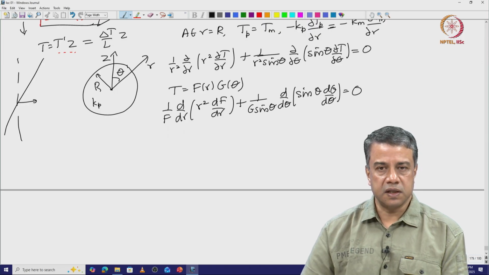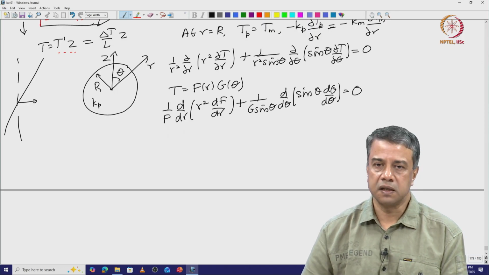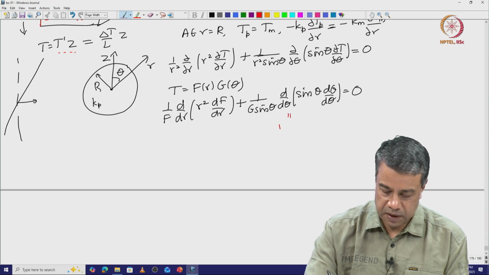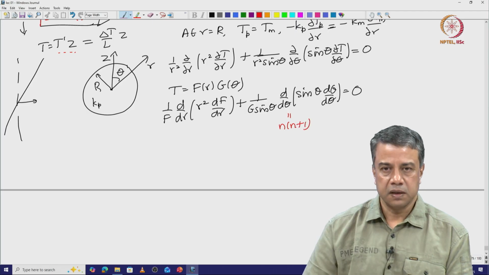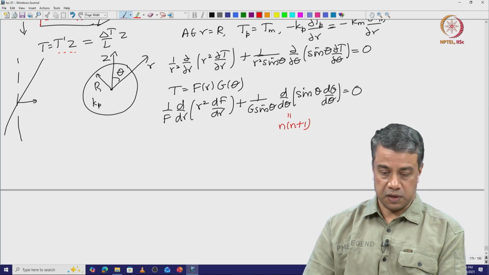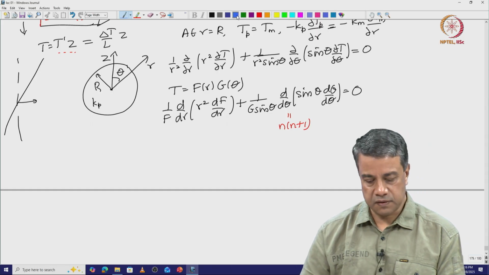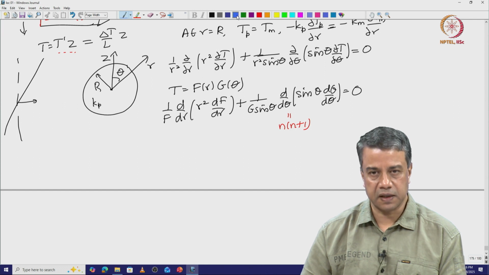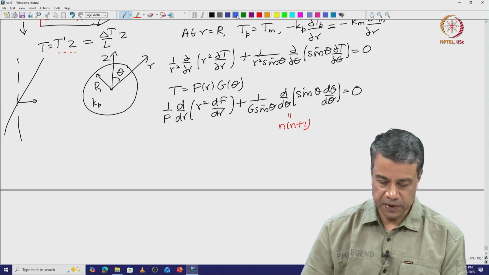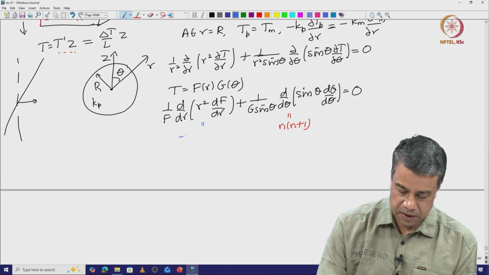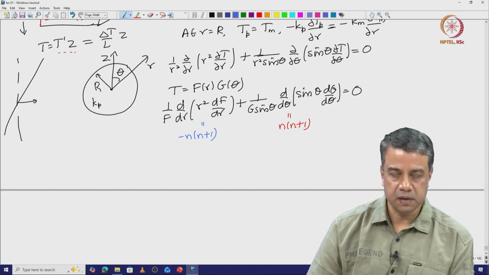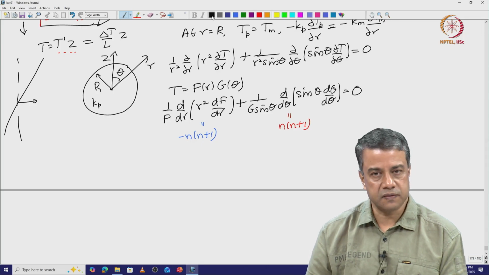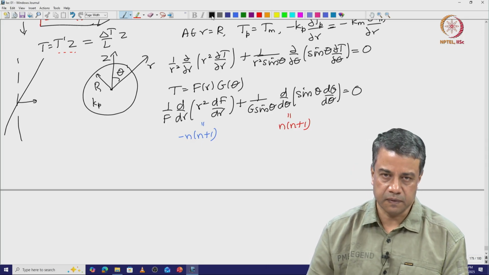The solution for g is finite at theta is equal to 0 or theta is equal to pi, only if this is of the form n into n plus 1. I had shown you that by a series solution. Only if this is of the form n into n plus 1 where n is an integer, only then is the solution finite in the theta direction, which means that this has to be equal to minus n into n plus 1. And we solved these separately to get equations for the particle and for the matrix.